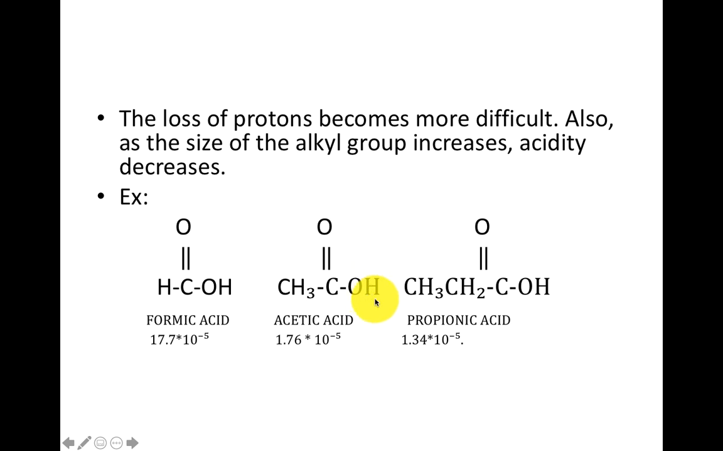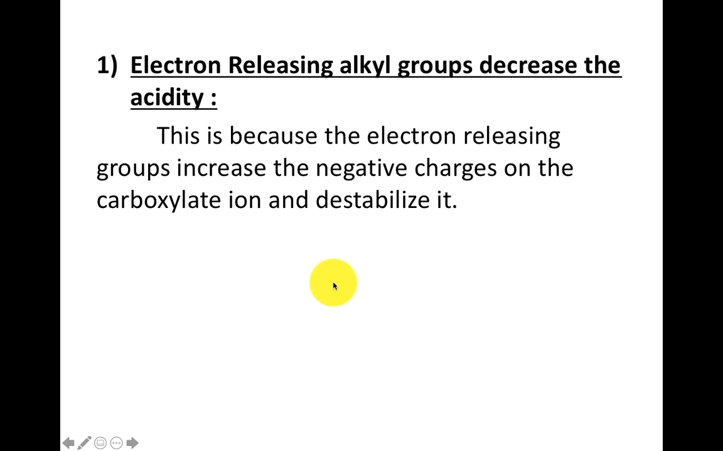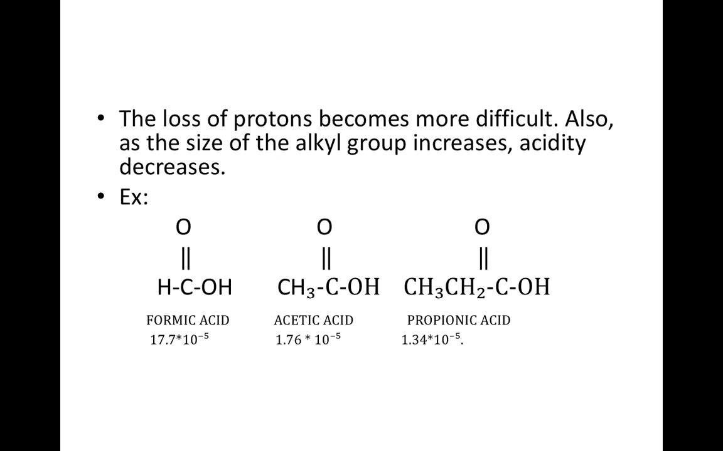Why is the acidity of carboxylic acid decreased? Because of increase in negative charge on the carbon. Why is the negative charge on this carbon increasing? Since these alkyl groups are electron donating in nature. So, if electron releasing groups are present, they will decrease the acidity. Understood? Okay. And these are all the Ka values.